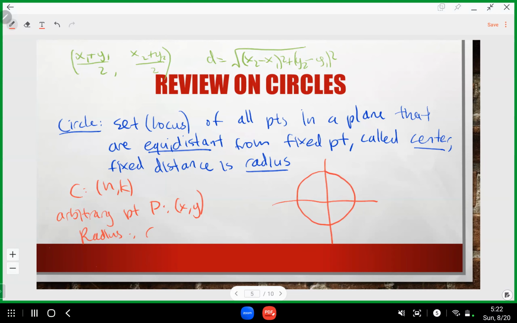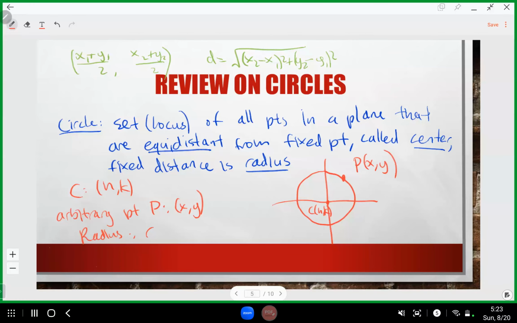Pretty nice. And we have C. Now this C in this case is the origin, but let's just say that it's (h, k), because sometimes the center is not at the origin. It may be like (3, 4) or (2, 3), (negative 1, 2), right? And this is our arbitrary point, P. P in this case is (x, y).